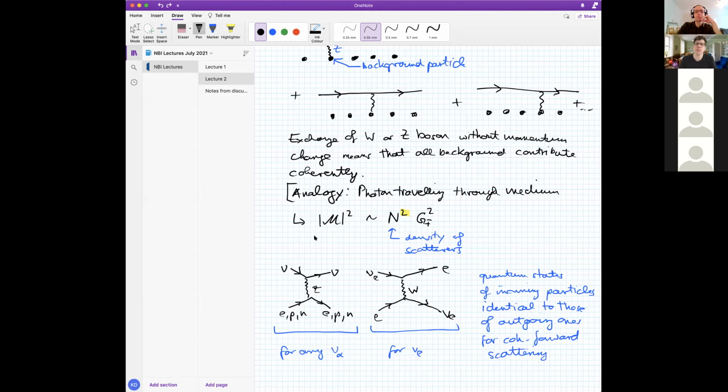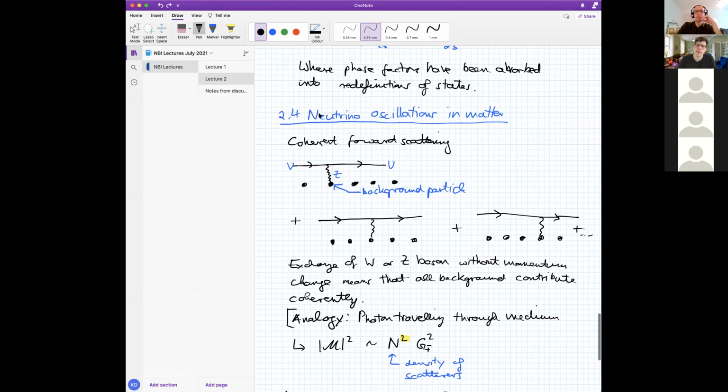Thank you. So let's basically continue today where we left off yesterday. Remember that yesterday we talked about neutrino oscillations in matter, and we introduced the process of coherent forward scattering, which is a scattering process in which no momentum is exchanged. So the quantum state of the final state particles is identical to the quantum state of the initial particles.